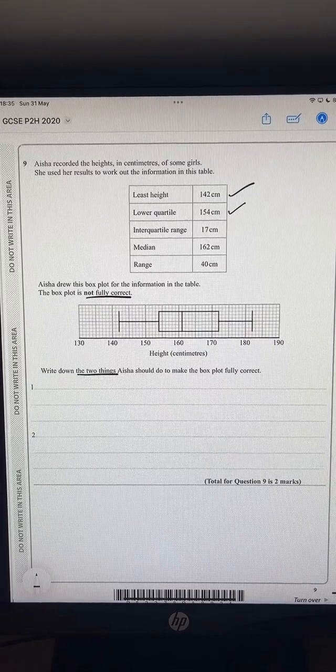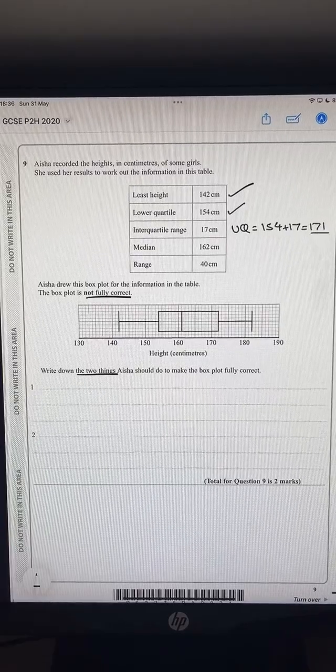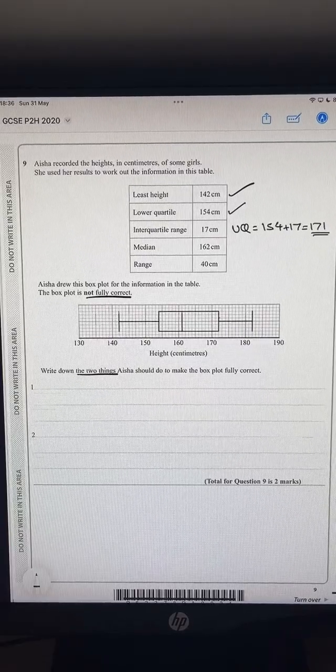So the interquartile range is the difference between my lower quartile and my upper quartile. Hence, it's the interquartile range. So my upper quartile is going to be equal to 154 plus 17, and that's 171. So my third line, this one, should be a 171.